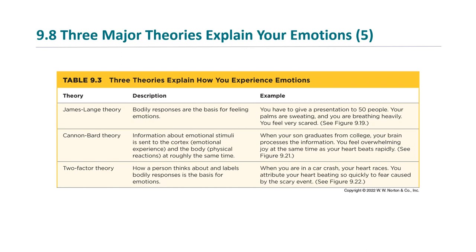So they happen simultaneously. The two-factor theory: how a person thinks about and labels bodily responses is a basis for emotions. So you end up feeling the label that you apply, whether right or wrong. If I'm all jacked up with caffeine and don't know it, I'm going to think whatever I'm doing is exciting and thrilling. I was really pumped up playing that game, or I was really into talking to my friend today. We don't like unexplained bodily reactions. We want to attribute them to something, so you attribute them to whatever makes the most sense in your environment.